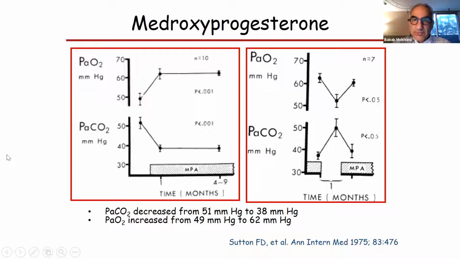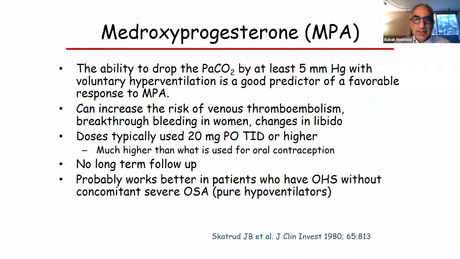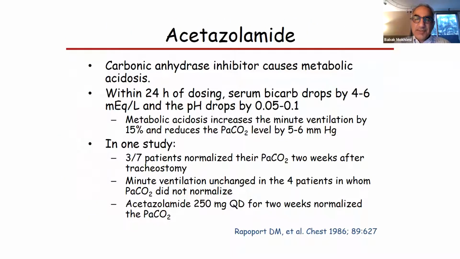So I think it works, but the question is, what do you do? I think the concern is that at that level of medroxyprogesterone most people are not going to be interested in taking it, men and women, because it can lead to breakthrough bleeding in women and could increase risk of thromboembolism. So I don't think it's really a good option. In terms of acetazolamide, again, we don't have any robust studies or clinical trial using it. But again, I think it can work in these patients, but not as a sole therapy, maybe as an adjunct to PAP therapy.